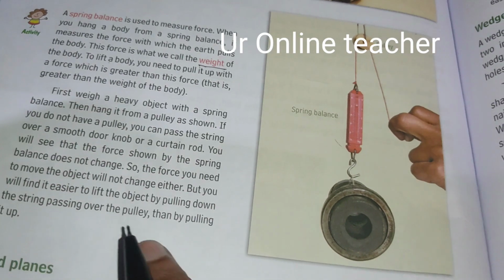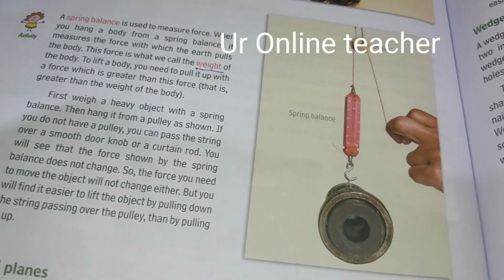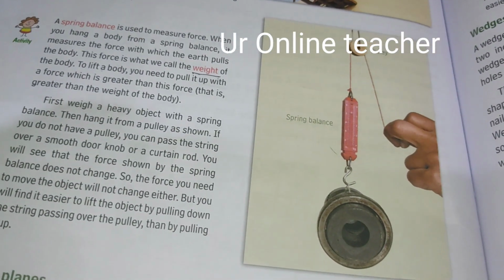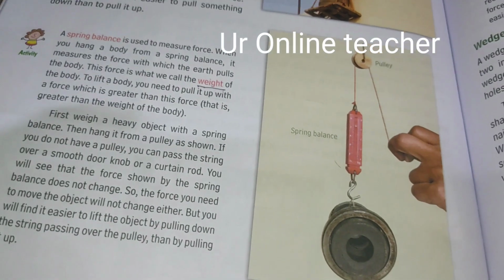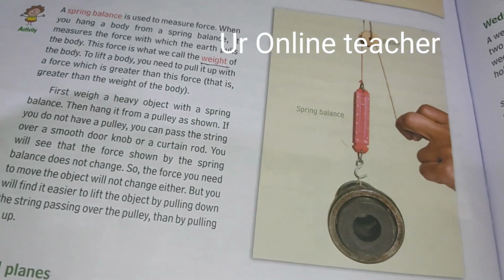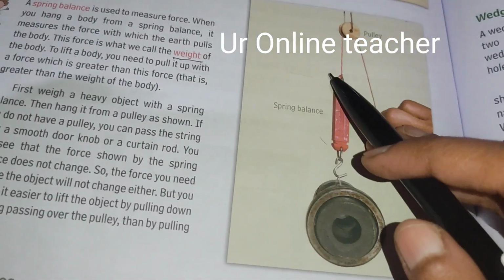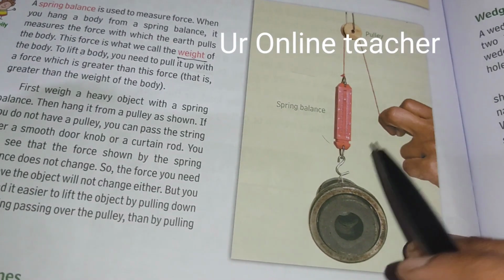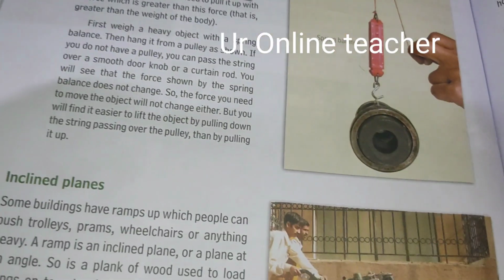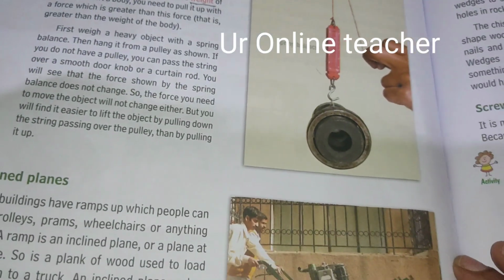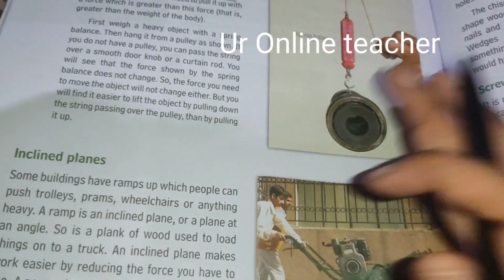So the force you need to move the object will not change either. So you will find it easier to lift the object by pulling it with the string passing over the pulley than by pulling it directly. Pulling with the string like this is easier than pulling directly. Like that it will make our work very easy.